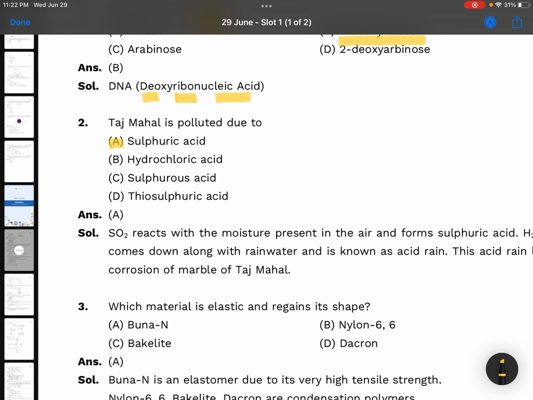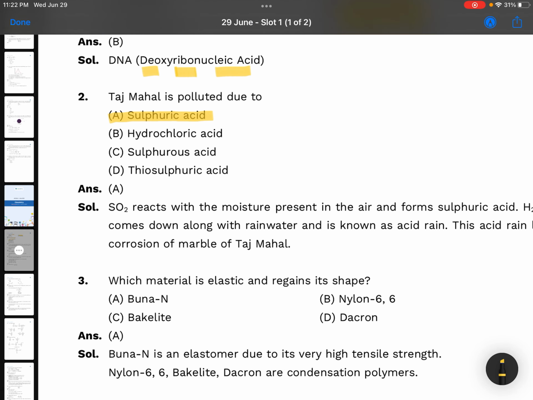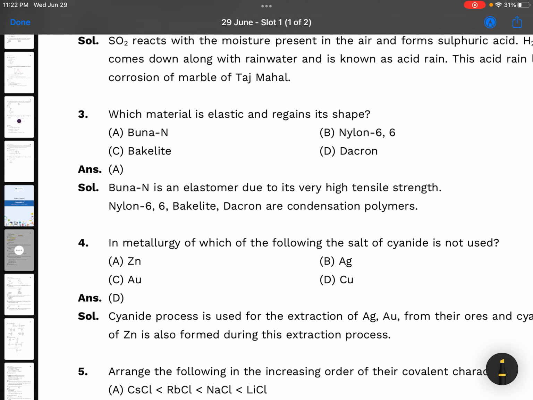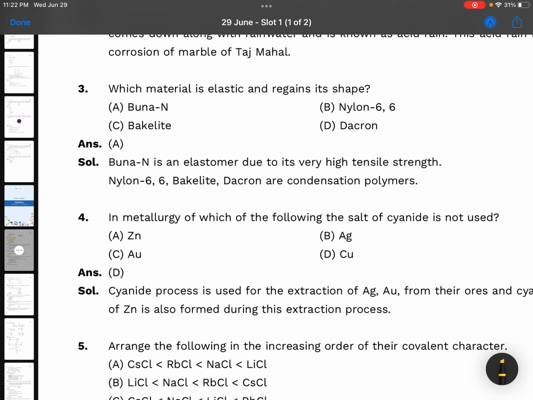Taj Mahal is polluted because of sulfuric acid, because sulfuric acid causes acid rain. Again, this is your 7th, 8th class question. Which material is elastic and regains its shape? Means it must be elastomer, and that elastomer is bunion. Memory, polymers memory.